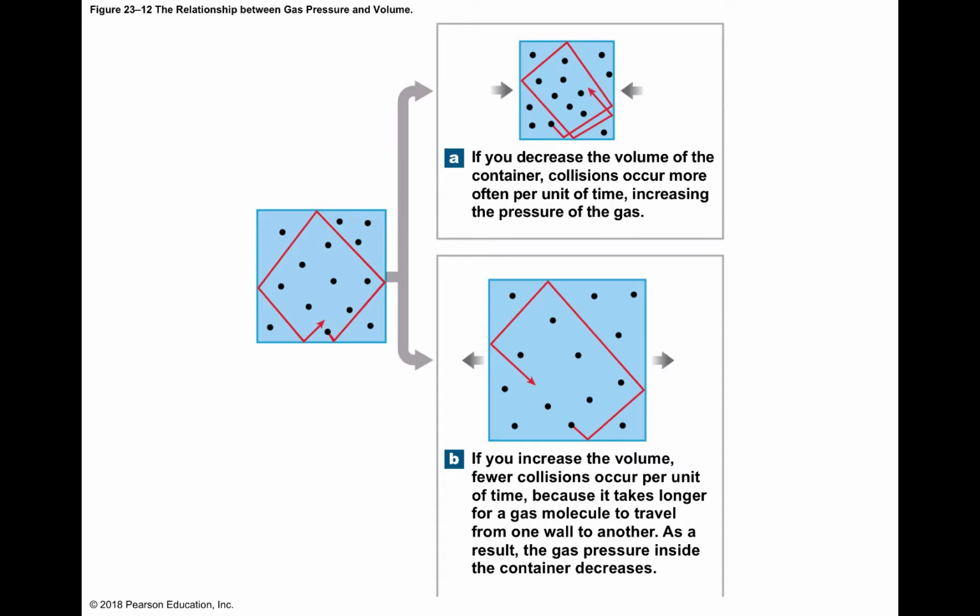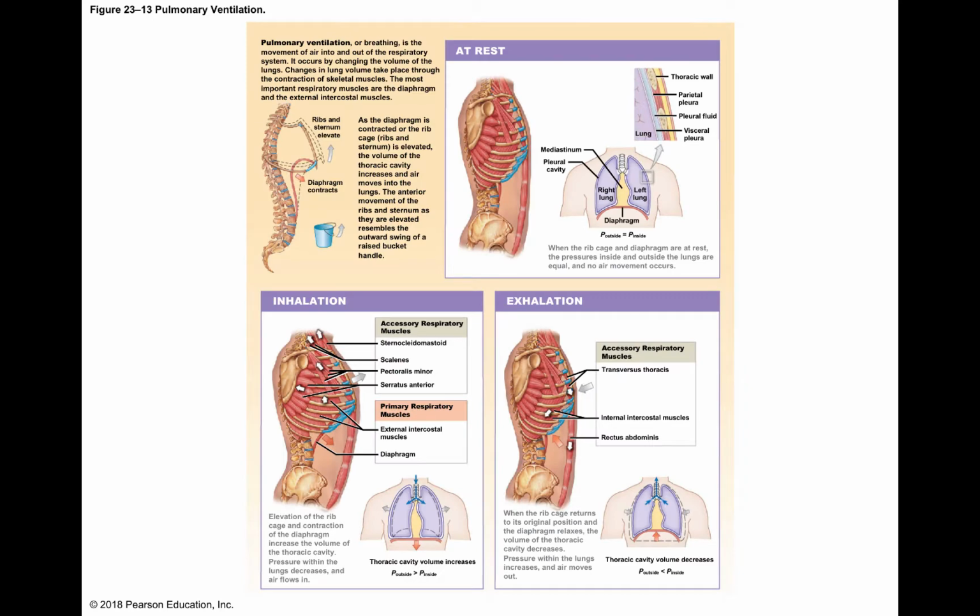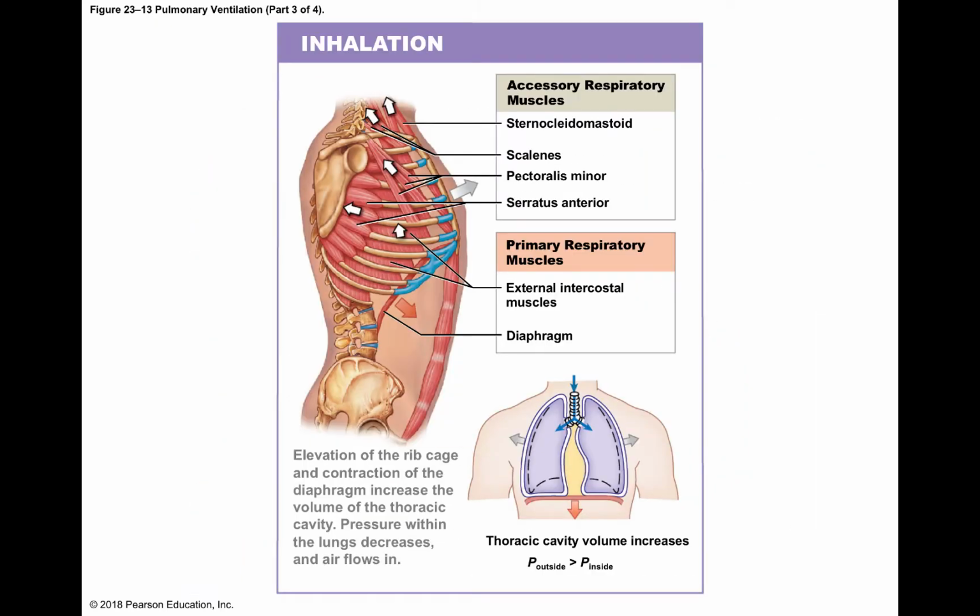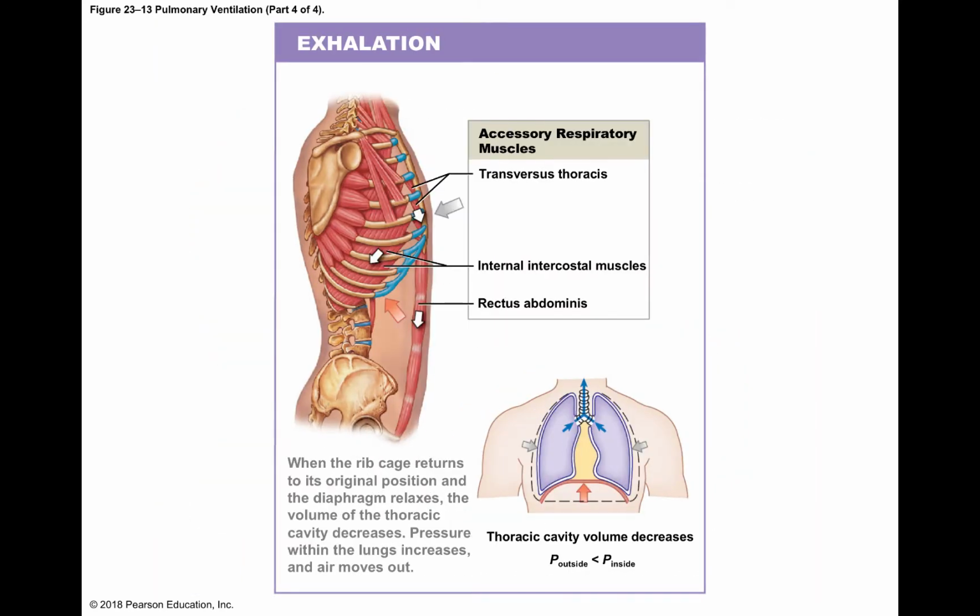Well, in just quiet exhalation, all we have to do is relax the diaphragm and relax the external intercostals. So if you're just quietly breathing, all you're doing is relaxing those muscles. That's going to make that space smaller, increase the pressure, and push the air out.